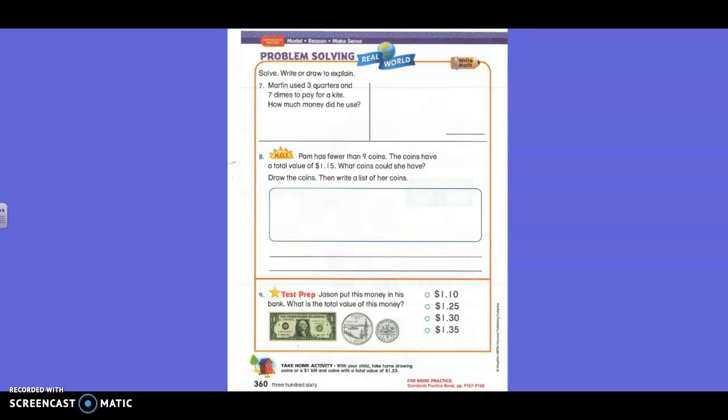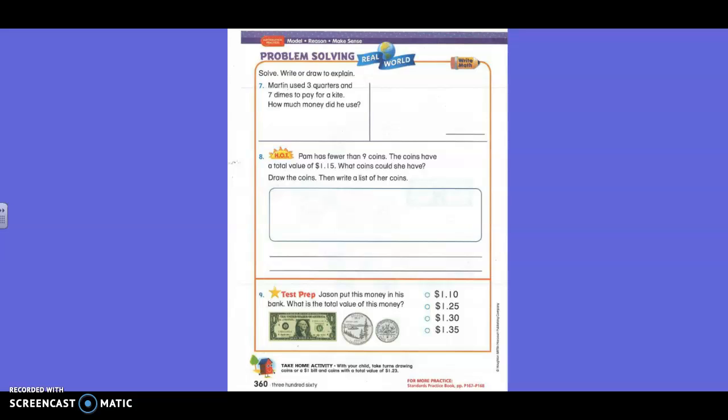Okay, number 8, hot problem. Pam has fewer than 9 coins. The coins have a total value of $1.15. What coins could she have? We're just going to do guess and check. Now, when we need to use fewer coins, what does that kind of mean? When we want less coins, we don't want a lot of coins, what kind of coins should we use so that we don't use so many?